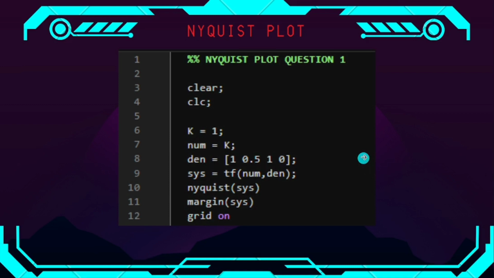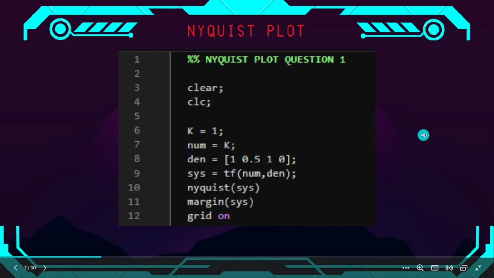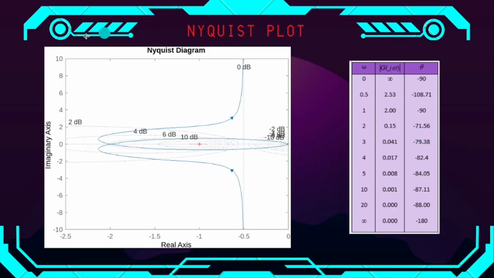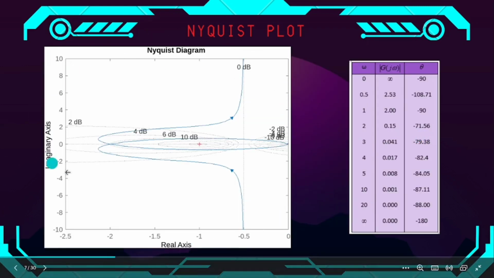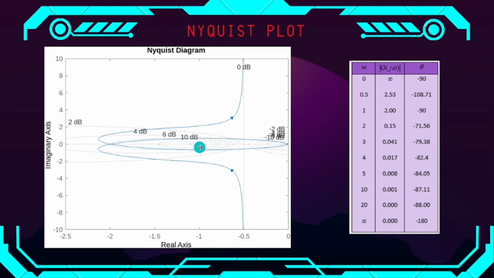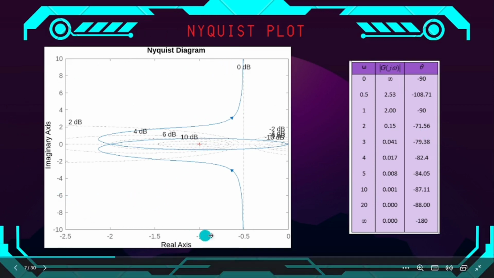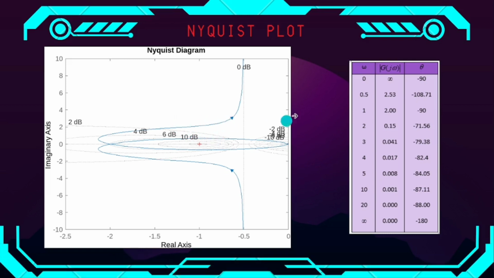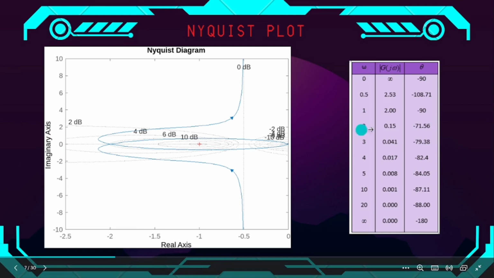To solve the question, this is the Matlab code, and then we can get the Nyquist diagram. In the Nyquist diagram, we can see the frequency, which stands for omega, and the imaginary axis and the real axis.